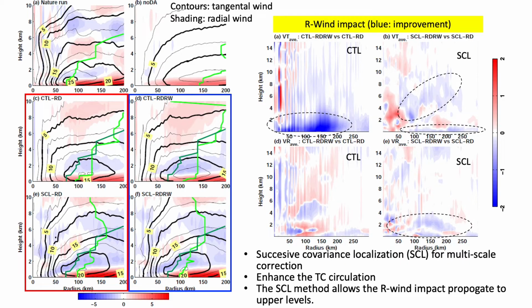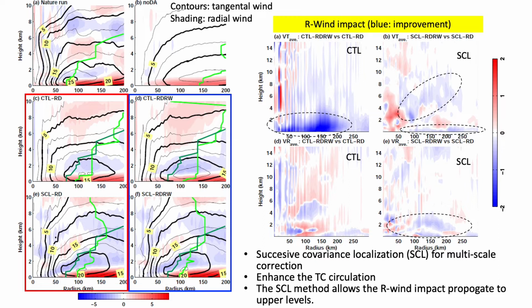This slide shows the TC structure in terms of the azimuthal average tangential and radial wind components. On the left, the second row is the experiment using the default assimilation setup, which adopts a short localization that we commonly use for convective-scale data assimilation. The third row is the experiment using the multi-scale correction for radar data. Here, we use the successive correction localization method for multi-scale correction in order to consider the horizontal scale of the TC.